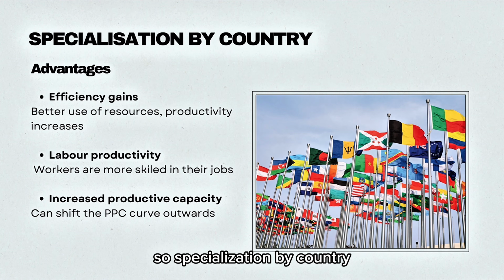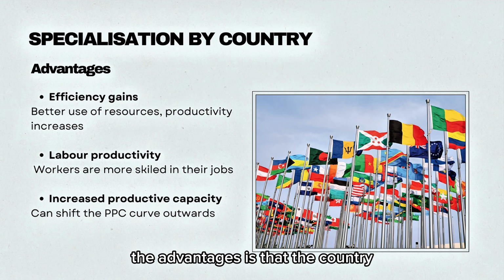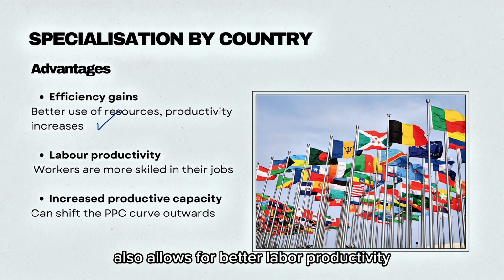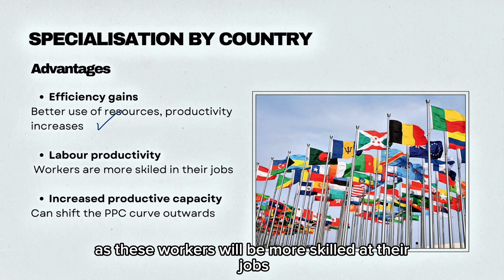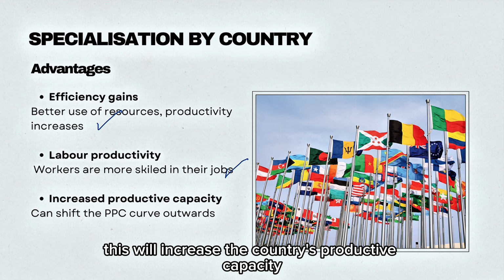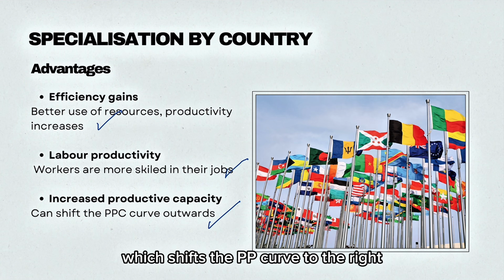So specialisation by country, the advantages is that the country gains significant efficiency gains. This is when the country has better uses of its resources, which increases its productivity. Specialisation also allows for better labour productivity, as these workers will be more skilled at their jobs. And over time, this will increase the country's productive capacity, which shifts the PP curve to the right.